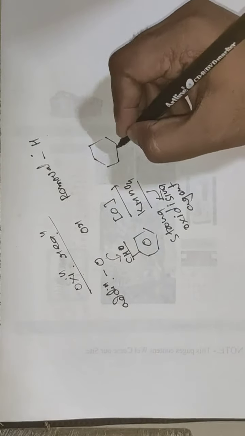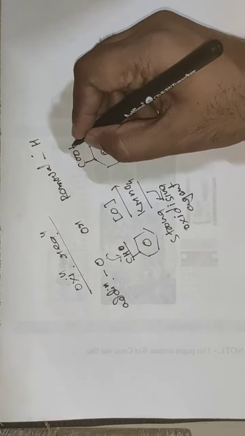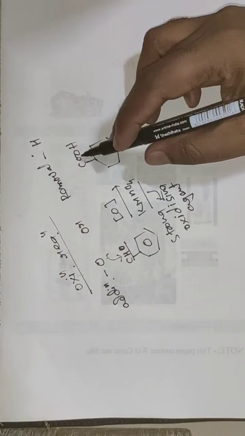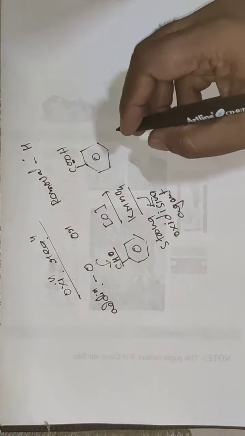So aldehyde, or we can say the benzaldehyde, is converted to benzoic acid. There is addition of one oxygen. So this is an example of an oxidation reaction. Let me take one more example.